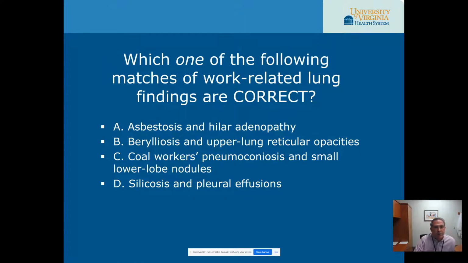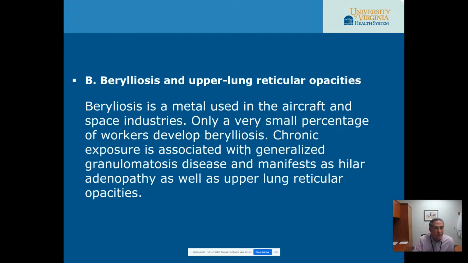Which of the following matches of work-related lung disease are correct? Asbestosis and hypersensitivity pneumonitis, no. Berylliosis and upper lobe reticular changes, that's that sarcoid-like, so I think that's the choice there. Coal workers' and small lower lobe nodules? Now the inhalation stuff is going to be more upper lobe. And silicosis and pleural effusion, no. So B, again, this sarcoid-like or similar appearance to sarcoid with beryllium.